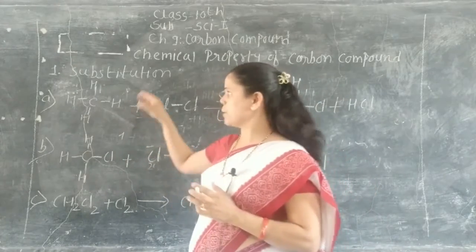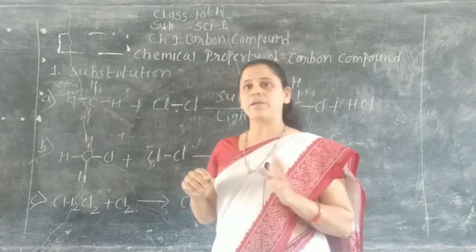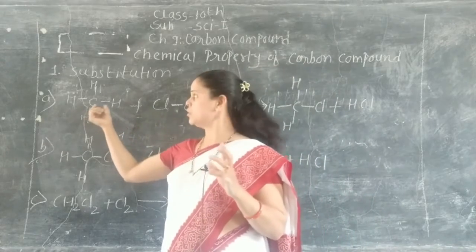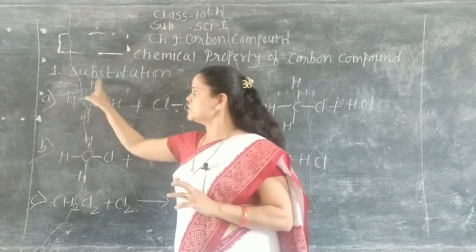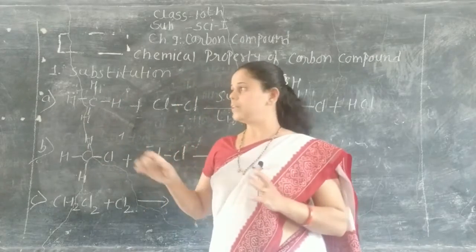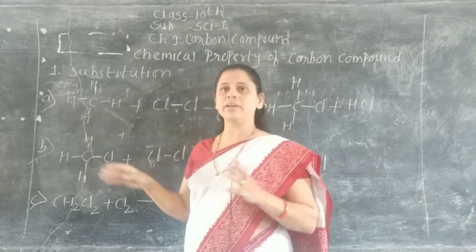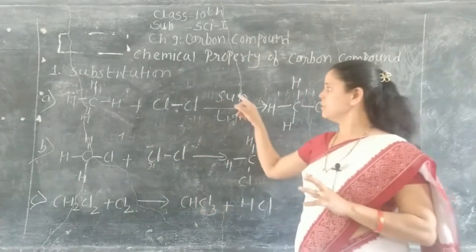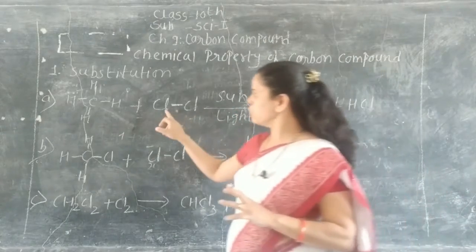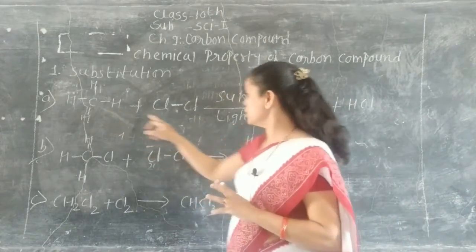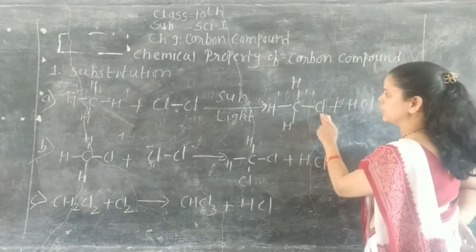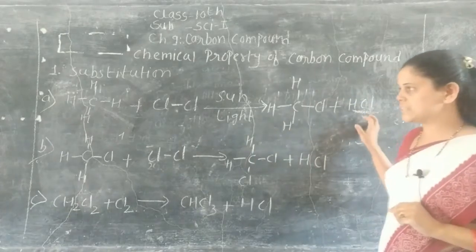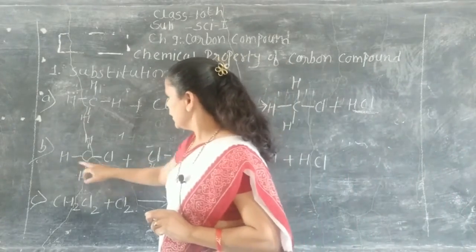One thing again, students, remember this substitution reaction takes place for saturated hydrocarbons. Saturated means carbon-carbon single bonds or carbon-hydrogen single bonds, and these are very strong. That's why they remain, they are very unreactive. But this reaction takes place in the presence of sunlight. Then one chlorine atom substitutes the hydrogen, so one chlorine is added in place of one hydrogen, and HCl is produced, that is an acid. Clear? Then another example.